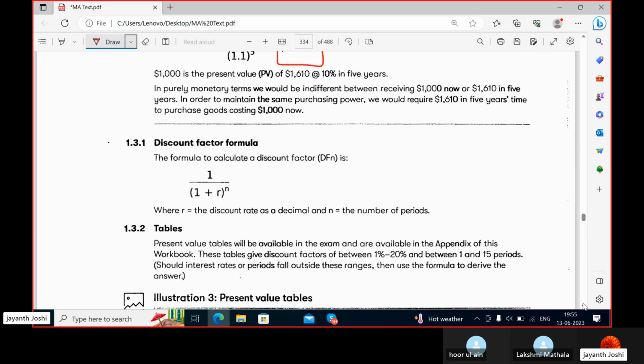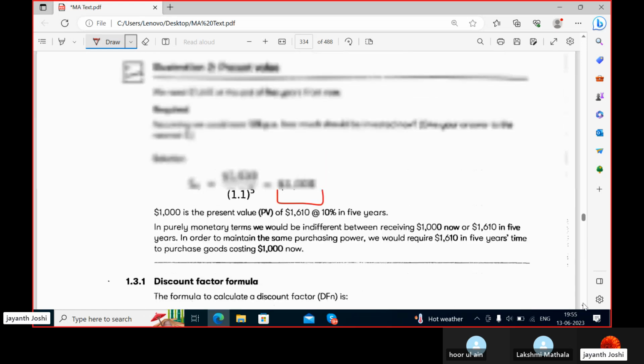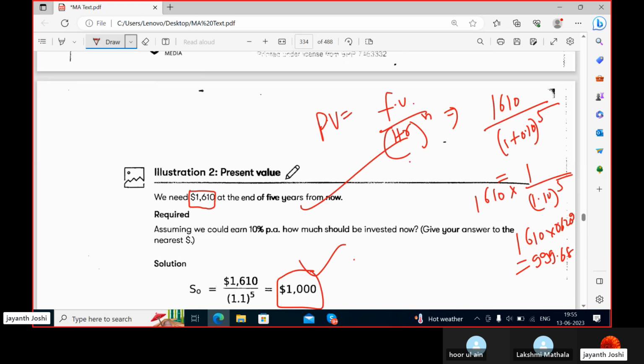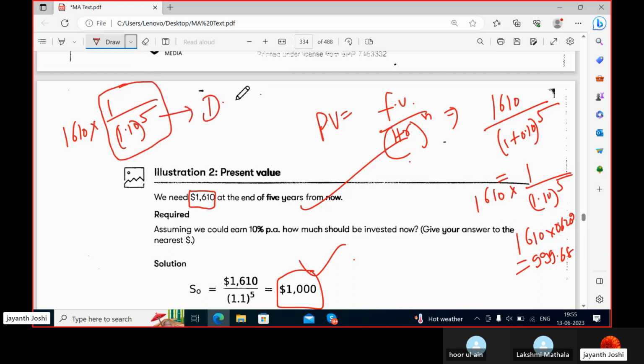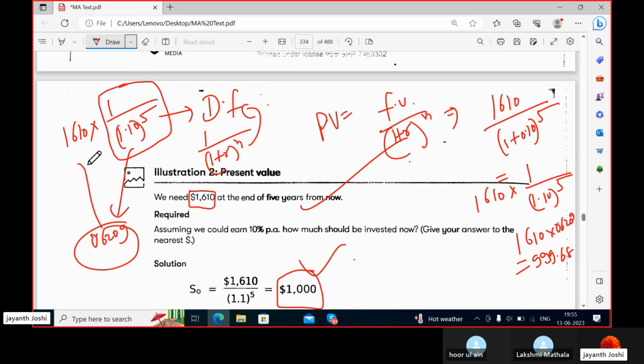So now here I have written something. I'll write it neatly: 1610 into 1 by 1.10 whole power 5. This particular thing is called the discount factor. The formula for discount factor is nothing but 1 by 1 plus r whole power n. So here I got the factor as 0.6209. This I multiplied with this, and I got the answer.